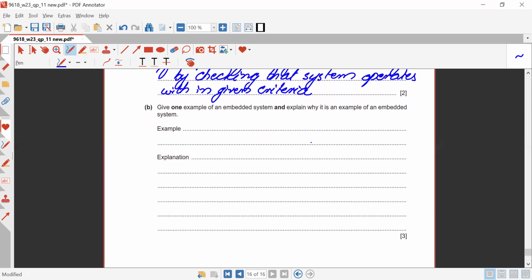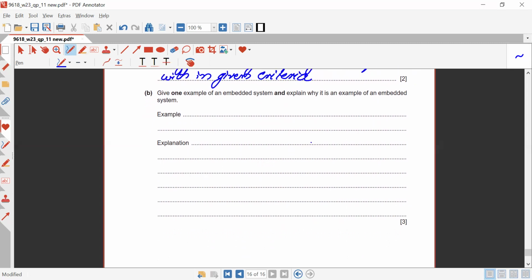Okay, now they are saying give one example of an embedded system and explain why it is an example of an embedded system. Okay. So it's for the 3 marks. So embedded system. What are the embedded systems? Embedded systems are actually those systems that are microprocessor controlled, that are taking up the inputs. They are comparing those inputs and they are taking the necessary decisions over that particular inputs. So you may say self-parking. Self-parking is an example of an embedded system.